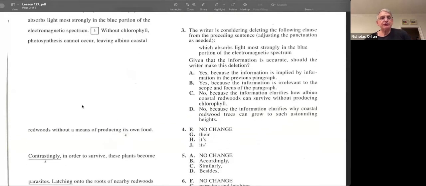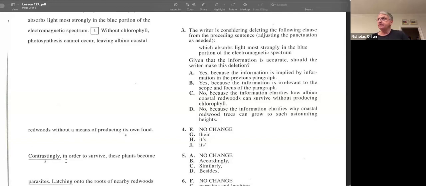Without chlorophyll, photosynthesis cannot occur, leaving albino coastal redwoods without a means of producing its own food. Okay, redwoods is plural, so the possessive has to be plural. So you go over here and find the plural possessive. The only one that works is there, "of producing their own food." So G is the correct answer to number 4. Okay, without a means of producing their own food.